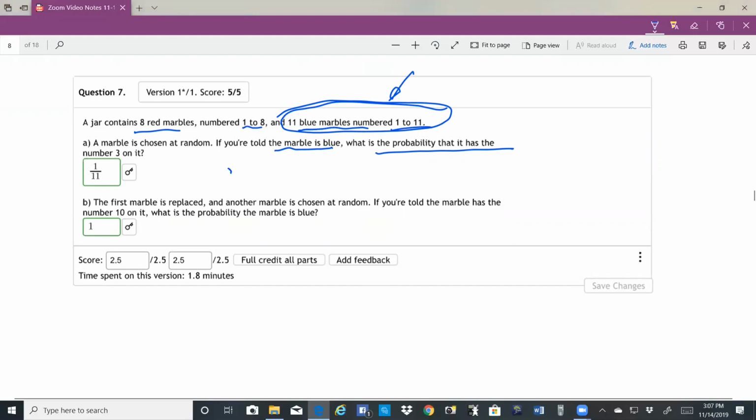So the probability of 3, given it's a blue marble, is going to be 1 out of 11.